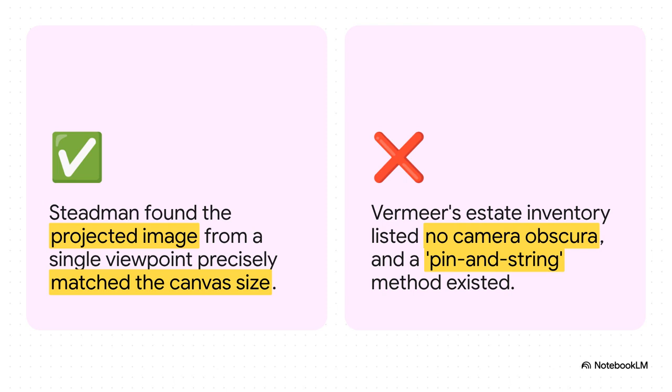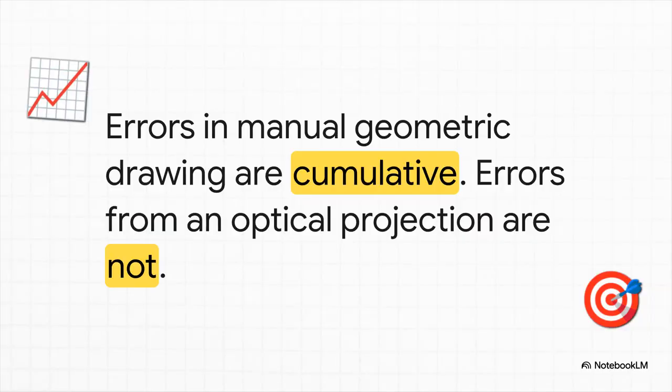inventory of his stuff. And we know artists at the time could use a simple pin and string method to create straight perspective lines. But here is a key technical difference, and it's a big one. When you draw a complex grid of lines by hand, every tiny mistake you make builds on the last one. The errors are cumulative. They add up. With an optical projection, though, every point is independent. The errors don't add up.